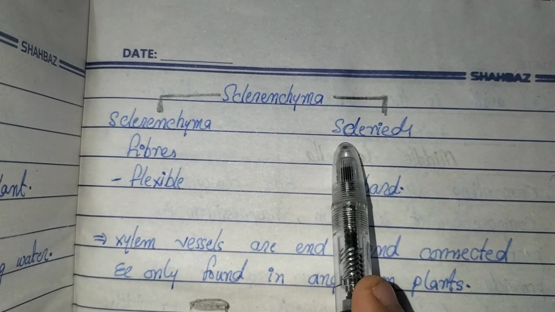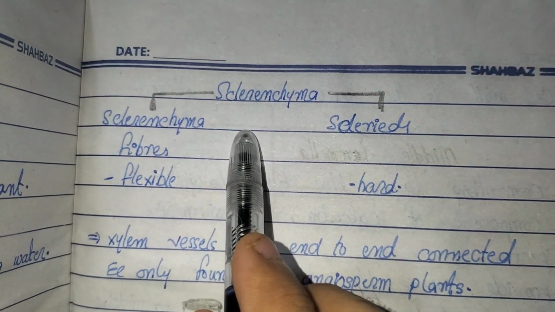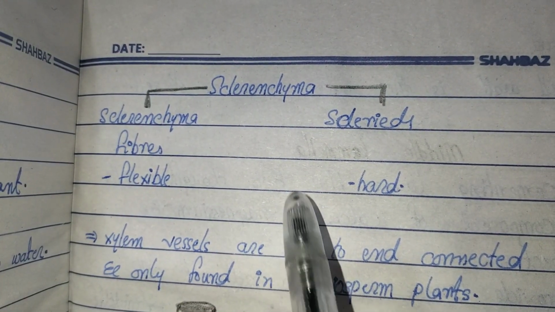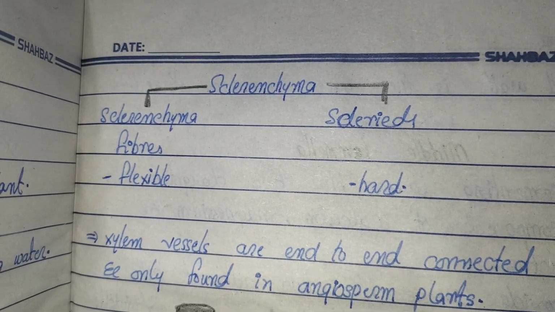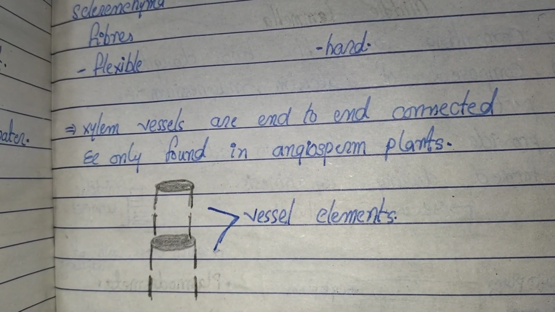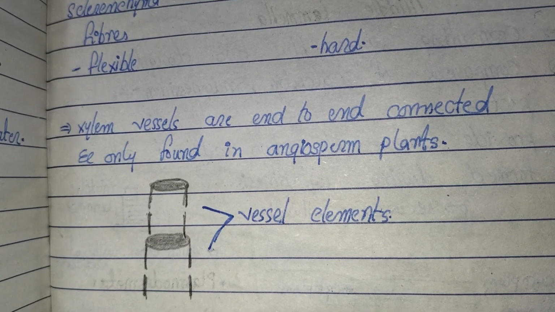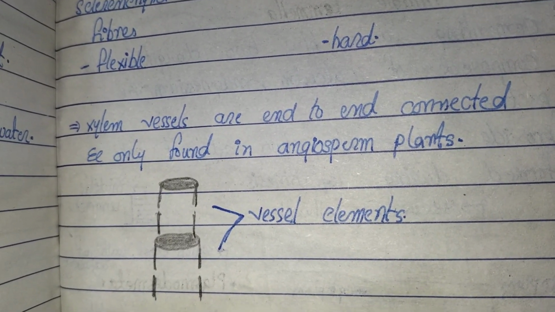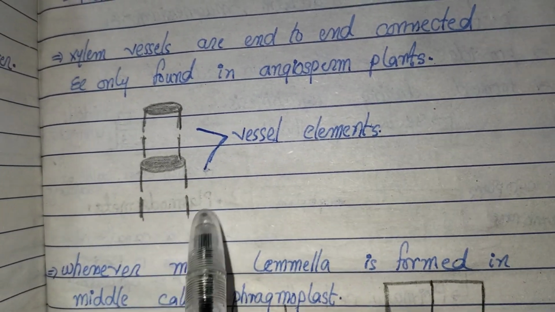Sclerenchyma fibers and sclereids are both kinds of sclerenchyma, and sclerenchyma fibers are more flexible than sclereids. Then we have the xylem vessels. Xylem vessels are cylinder-like structures which are connected end to end, and they are only found in angiosperm plants.